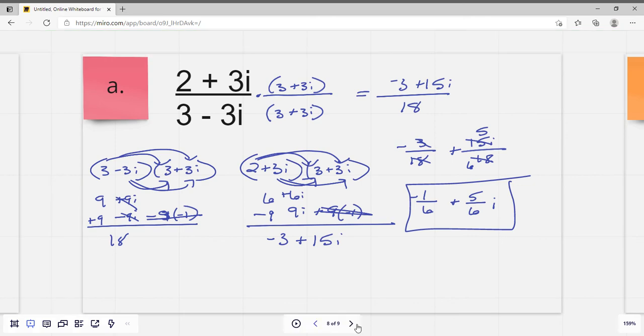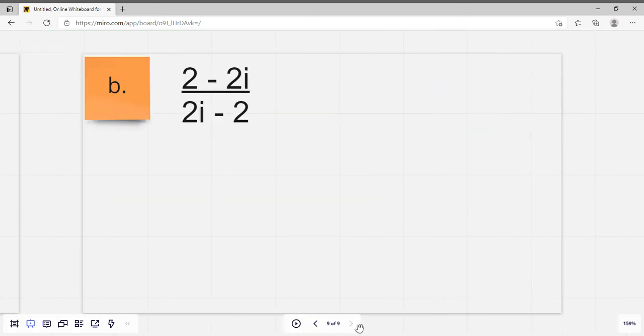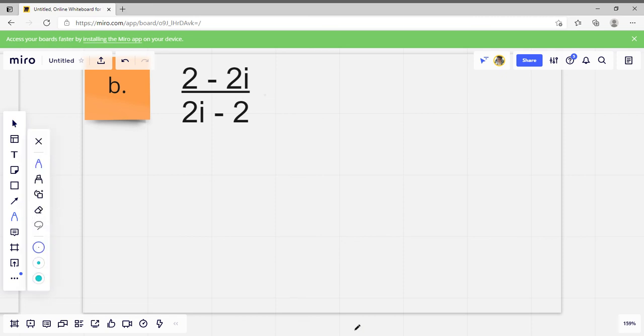Okay, let's work B. This one you have to swap it around because it's not in standard form. So that's going to be 2 minus 2i. That part's fine. The bottom is not fine. So that'll be negative 2 plus 2i. Now we're going to multiply both sides, above and below, by the conjugate. So that'll be negative 2 minus 2i, and negative 2 minus 2i right there.